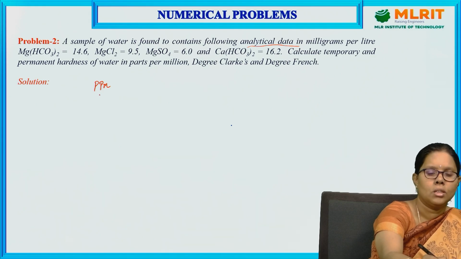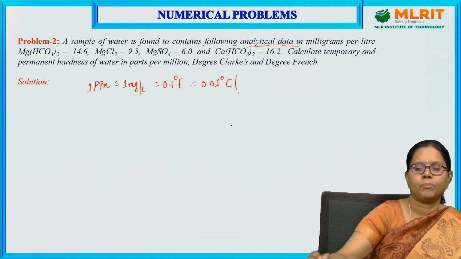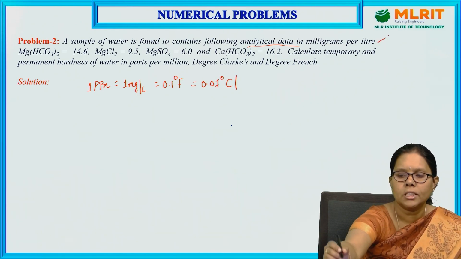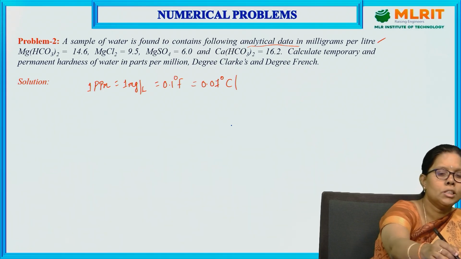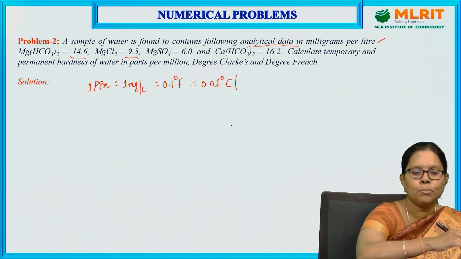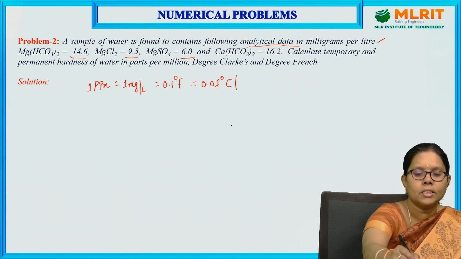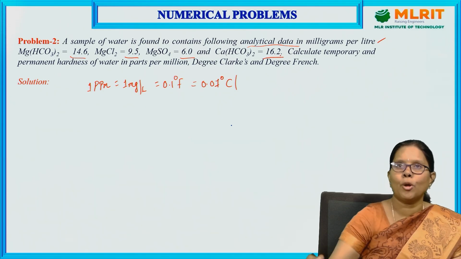We know that 1 ppm is equal to 1 milligram per liter, which is equal to 0.1 degree French, which is equal to 0.07 degree Clark. So milligrams per liter they have given, we can consider as ppm also. So the magnesium bicarbonate is 14.6 and magnesium chloride is 9.5. Magnesium sulfate is 6 milligrams per liter and calcium bicarbonate is 16.2 milligrams.